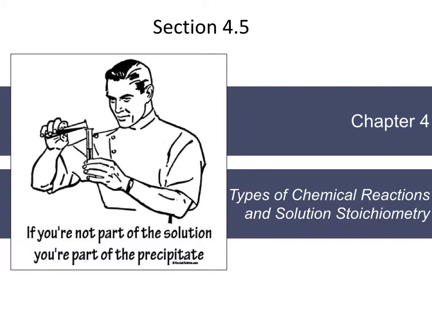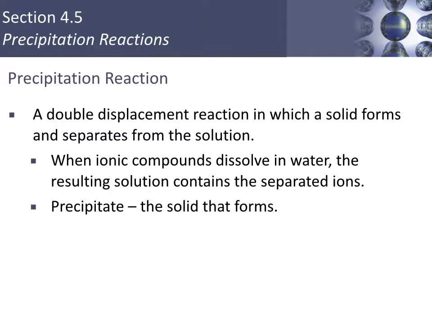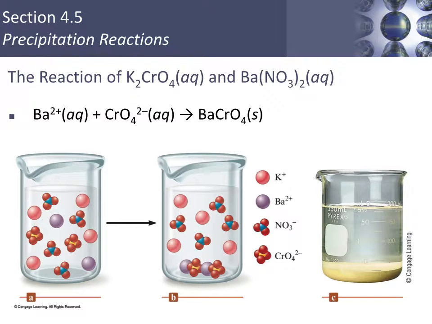Okay, let's move on to section 4.5, which is about precipitation reactions. A precipitation reaction is a double displacement reaction in which a solid forms and separates from the solution. When ionic compounds dissolve in water, the resulting solution contains the separated ions, and the precipitate is the solid that forms. So, an example: the reaction of potassium chromate and barium nitrate going to barium chromate.